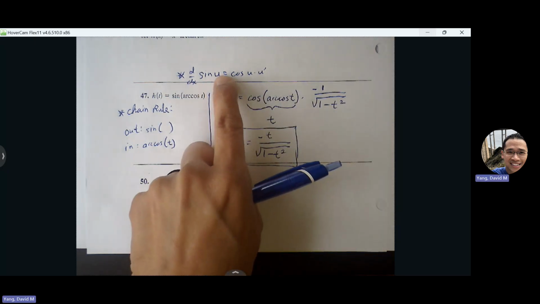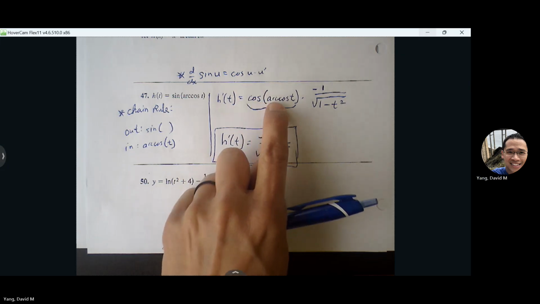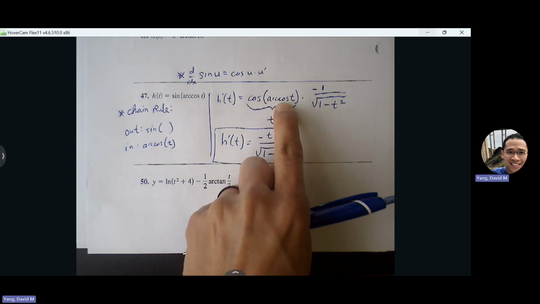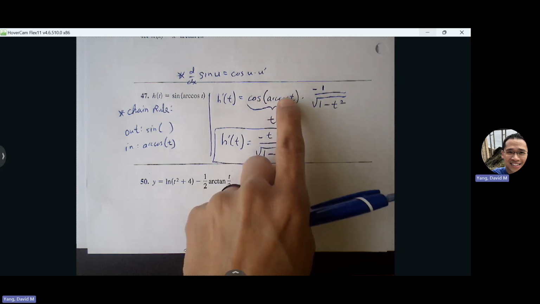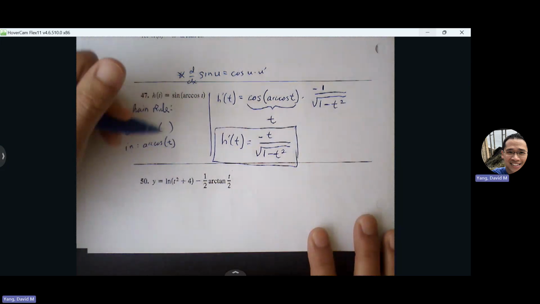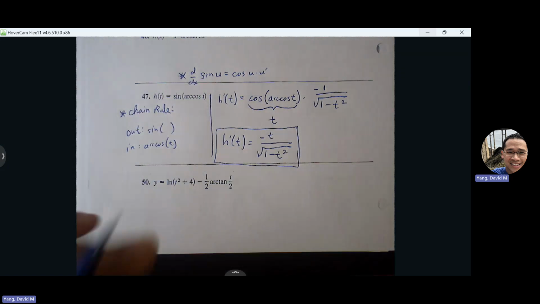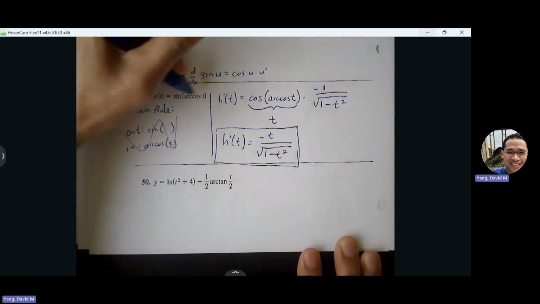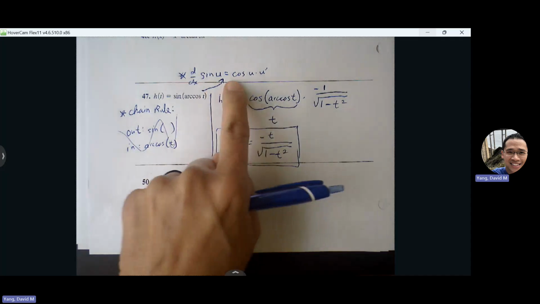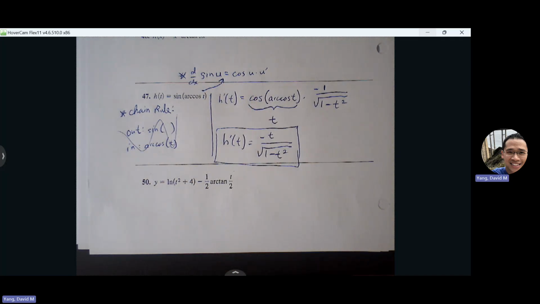So sine of u is cosine of u times u prime. What's our u value? Arc cosine of t. And the derivative of that would just be this derivative rule that we just talked about. So maybe this formula is better used if I have a more extended chain rule, but I guess this rule is good enough since our sine derivative already has a built-in chain rule in it. Okay.